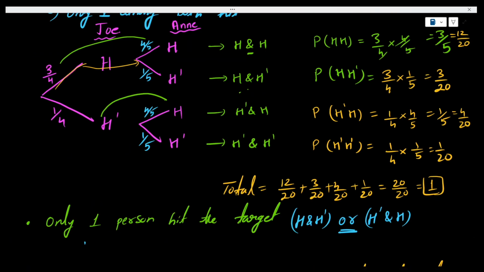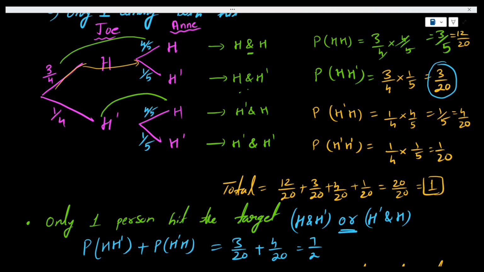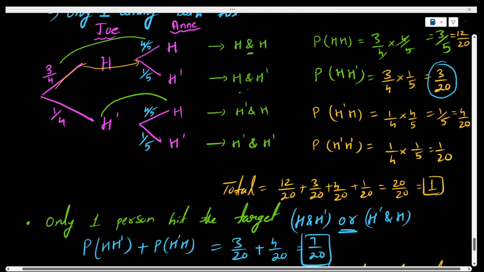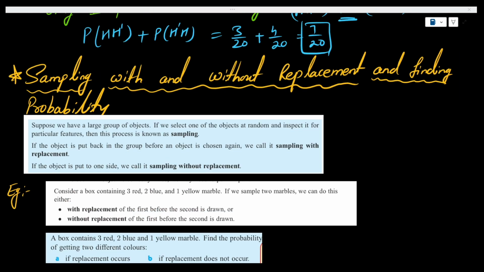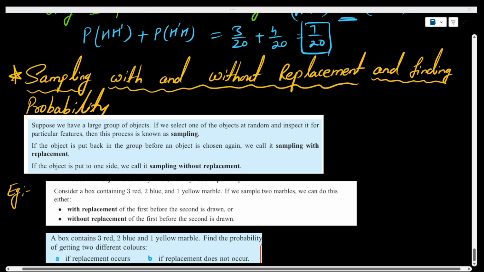So here, when I am finding the probability, because it is going to be the OR rule, you are going to add the probability of HM' and M'H. And we already have these probabilities in the tree diagram, which is 3 by 20 plus 4 by 20, that is going to be 7 by 20. So this is going to be the probability that only one person hit the target. So in your question, you can use the AND and OR rules together also, based on the given question. Right, now after that, look here, you will see the next part, with and without replacement.